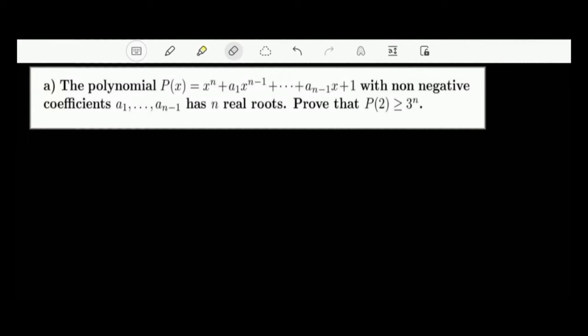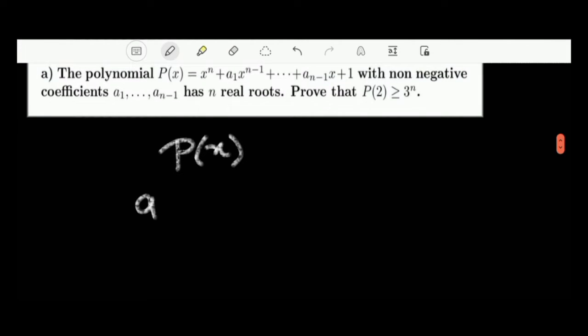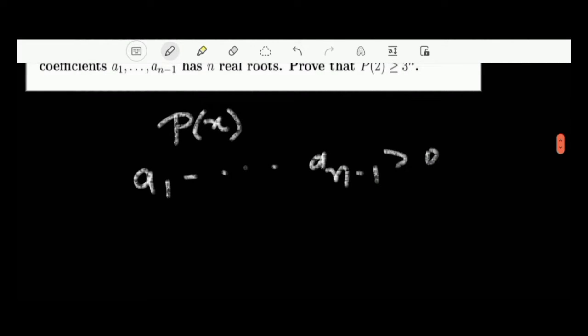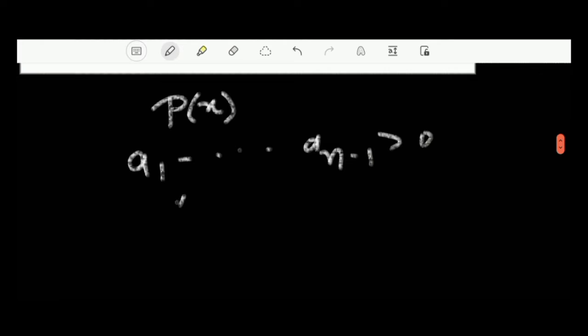So here's another nice polynomial problem where we are given a polynomial p of x with non-negative coefficients. So it simply means that the coefficients are greater than or equal to 0, and it has all n real roots. So let's say alpha 1, alpha 2 up to alpha n are the roots. So they all are real.